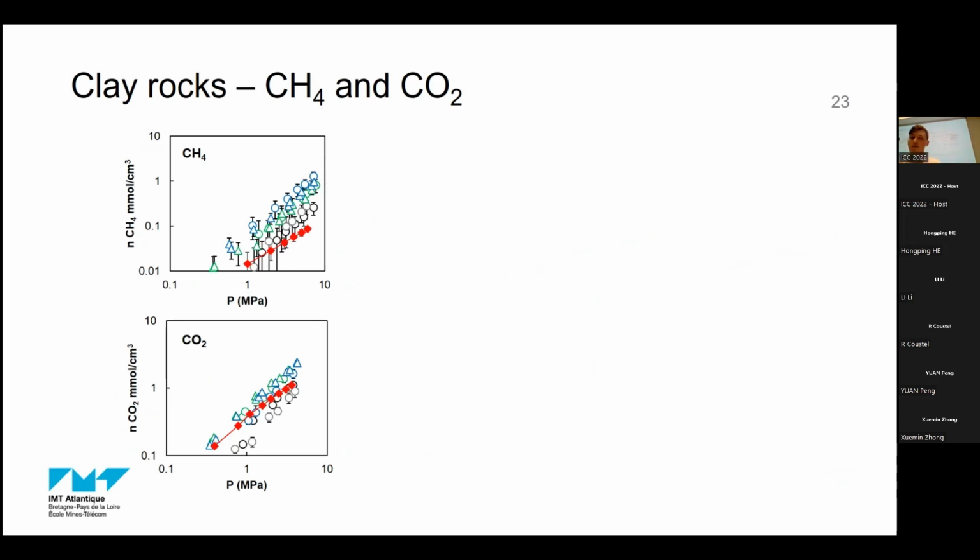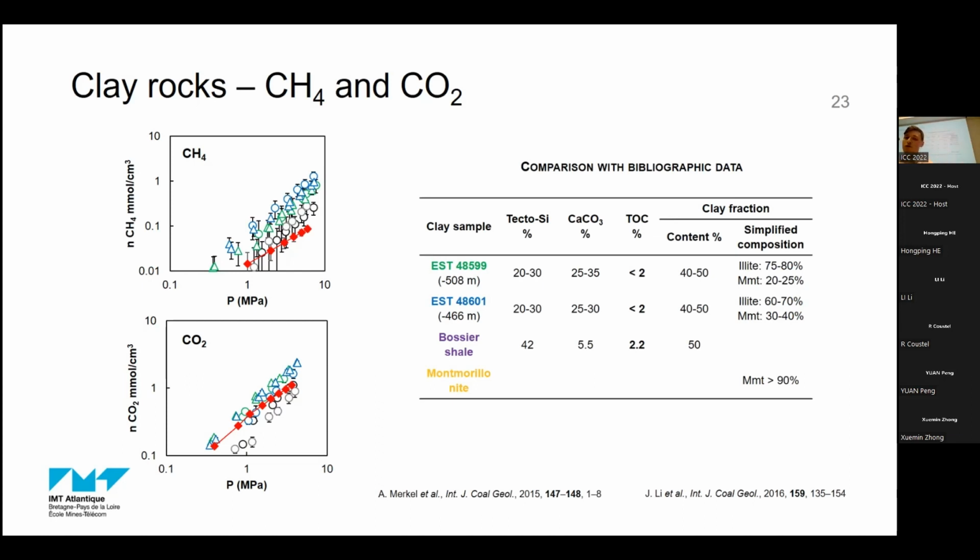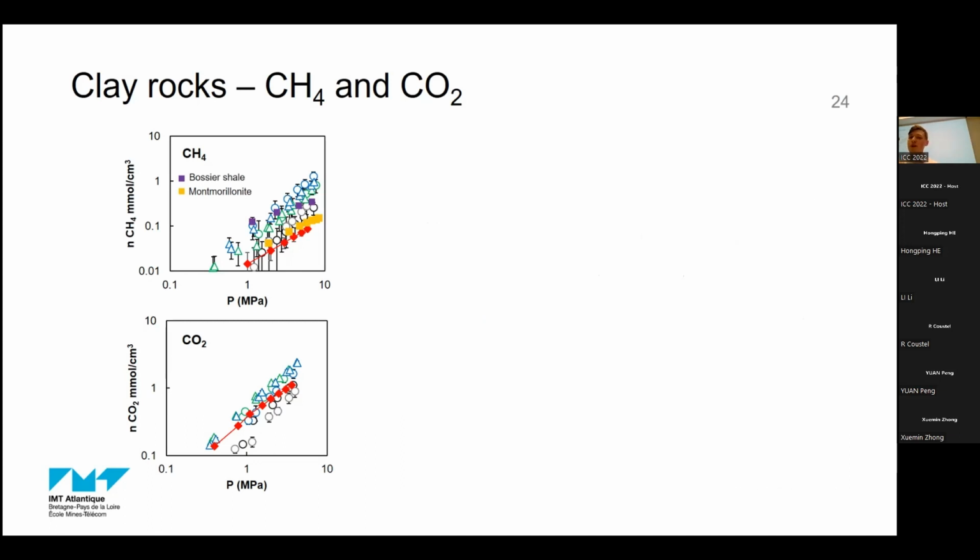Actually, just before I go to the interpretation, we also compared our data with the literature. We found some data for shale, which is also characterized by low organic carbon content, like our samples from our study, and also one from this water. And as you can see here, we find very good coherence with our results. So to explain the observed trend, we propose the following hypothesis.